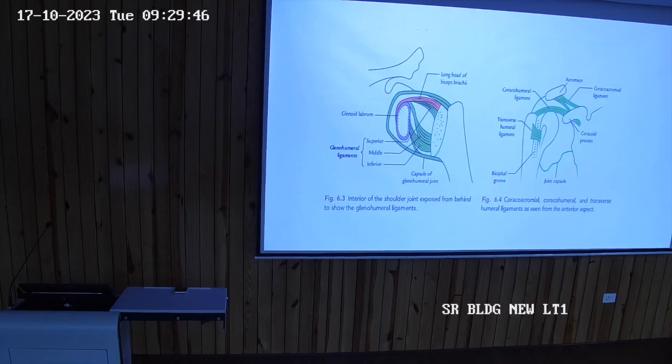So glenohumeral ligament is the thickening of the anterior part of the fibrous capsule. The capsule of the shoulder joint is anteriorly thickened at the 3 points, and these 3 points are the superior, middle, and inferior parts of the glenohumeral ligament. So glenohumeral ligament consists of 3 parts: superior, middle, and inferior.